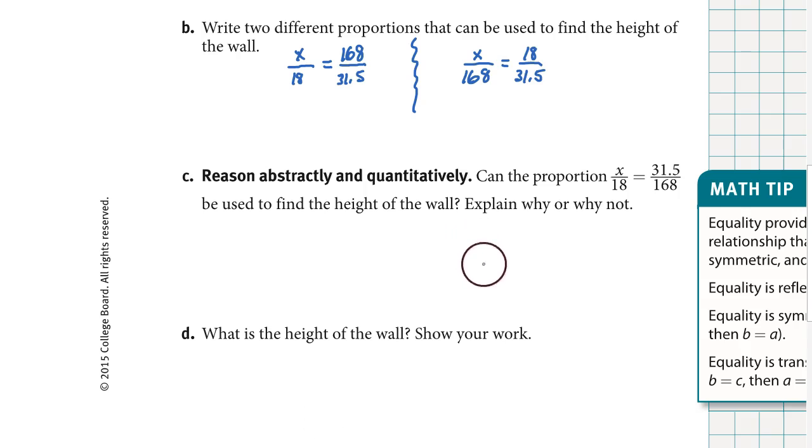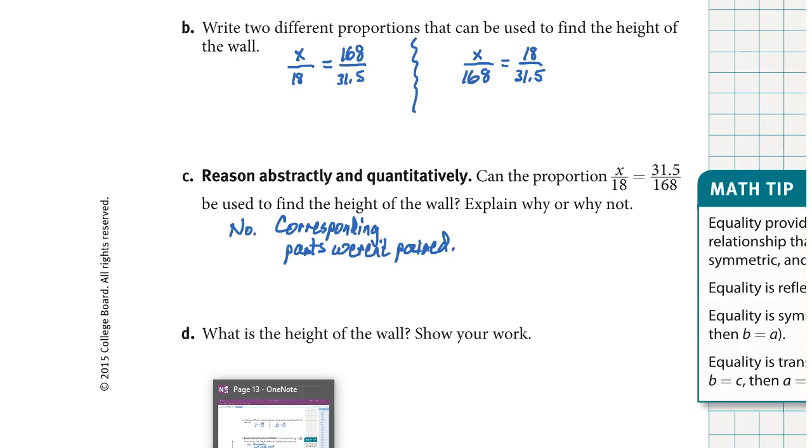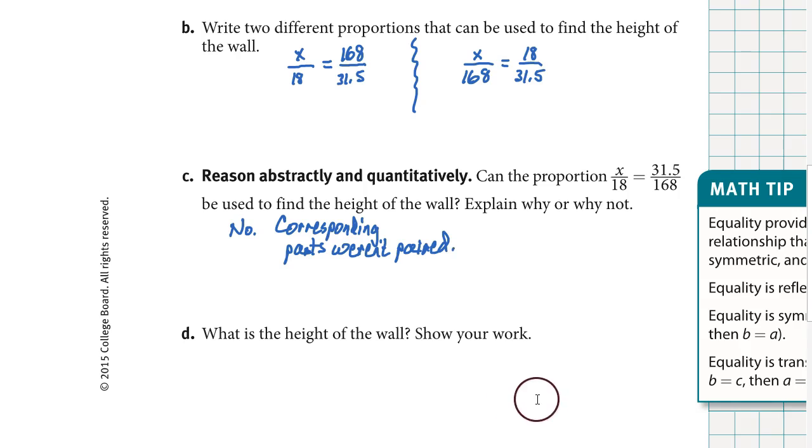Question C. Can the proportion x is to 18 as 31.5 is to 168 be used to find the height of the wall? Explain why or why not. I'll pause the video for you to answer this. The answer is no. And the reason is that the corresponding parts weren't correctly paired together.